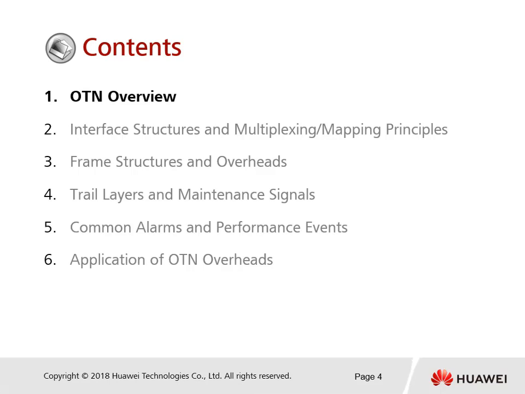Chapter 1 is the OTN overview. Chapter 2, interface structures and multiplexing mapping principles. Chapter 3, frame structures and overheads. Chapter 4, trail layers and maintenance signals. Chapter 5, common alarms and performance events. Chapter 6, application of OTN overheads.